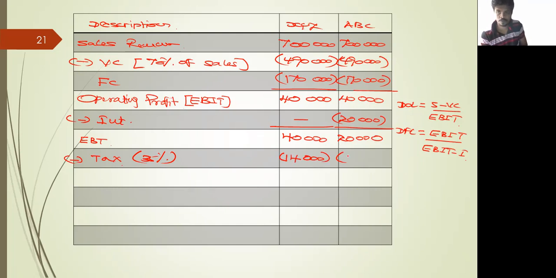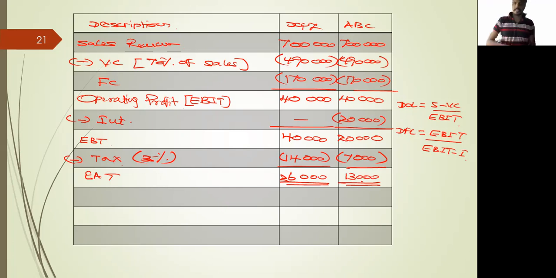$20,000 into 35%, that means 7,000. Then we can get earnings after tax. Here 26,000. Here 13,000.